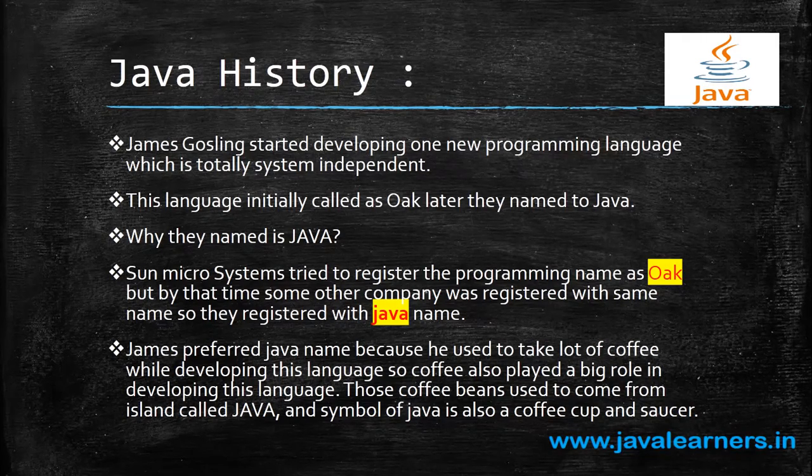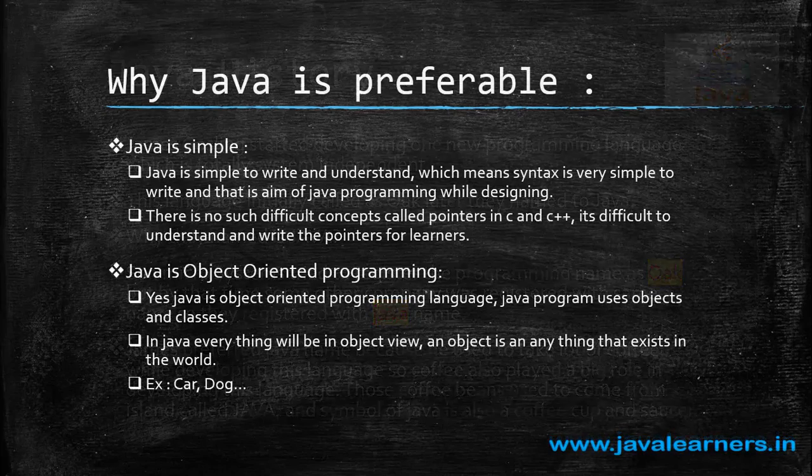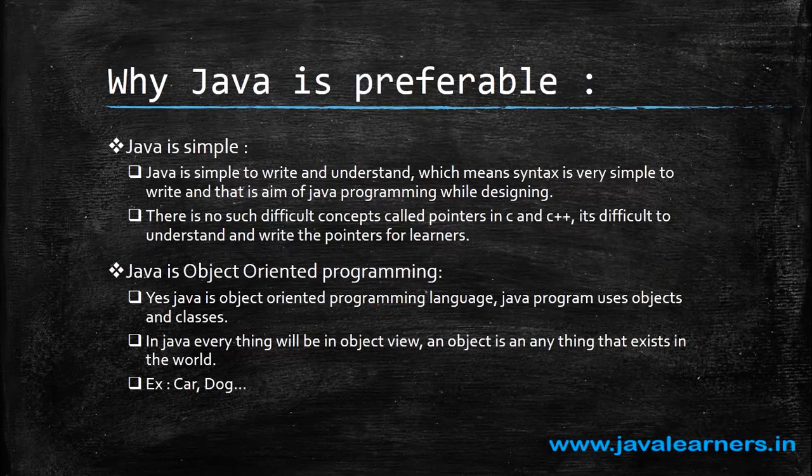So this is the history of Java. I'm moving to the next slide. Why is Java preferable? There are a lot of languages, you can say.